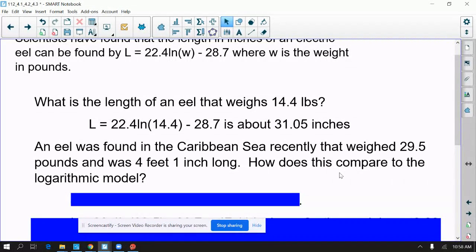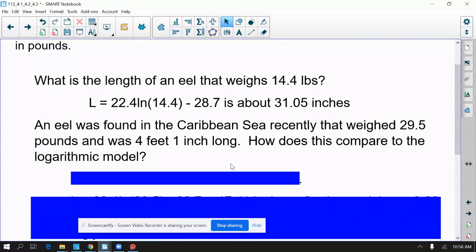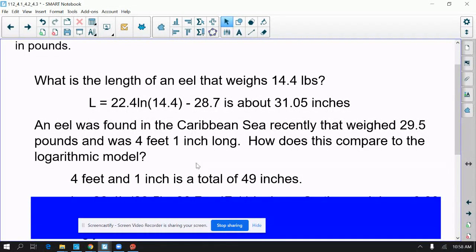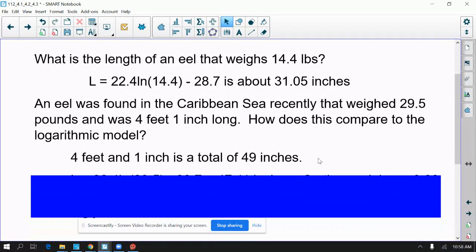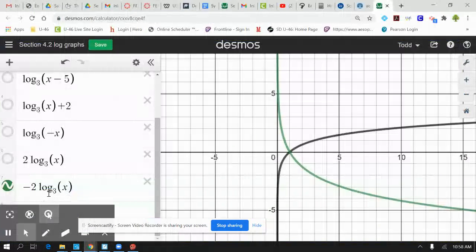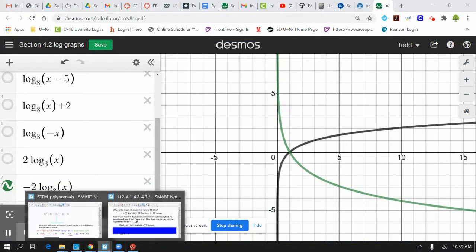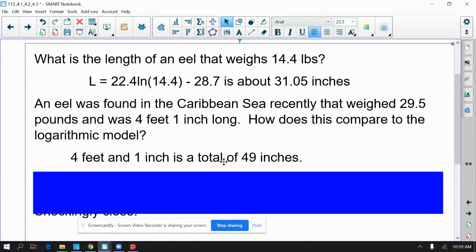There was an eel found in the sea lately that was 29.5 pounds and was this long. How does that compare to our model? Well, 4 feet 1 inch, that is 49 inches, because there's 48 inches in 4 feet. And then I could just plug in 49 inches for my length. Okay, so 49 inches long.